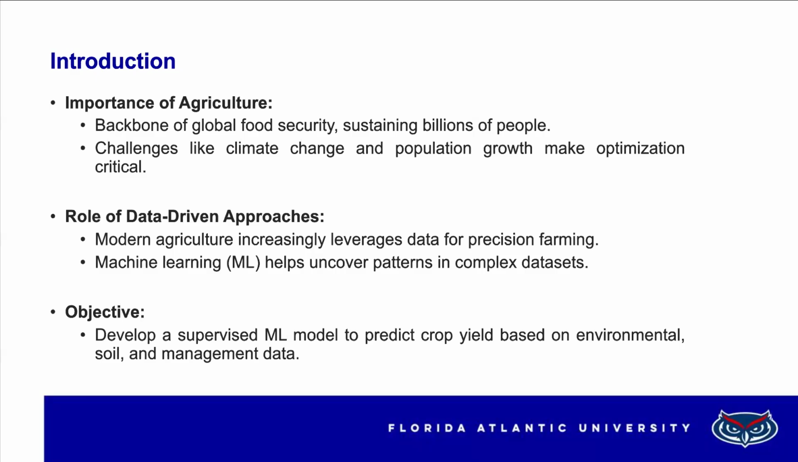Agriculture industry is the backbone of global food security, which sustains billions of people across the globe. It is facing many challenges right now, such as climate change and population growth, which is increasing the demand for the food, and the industry is currently not able to fulfill that demand. So there is a need for making the optimization in the crop yield.